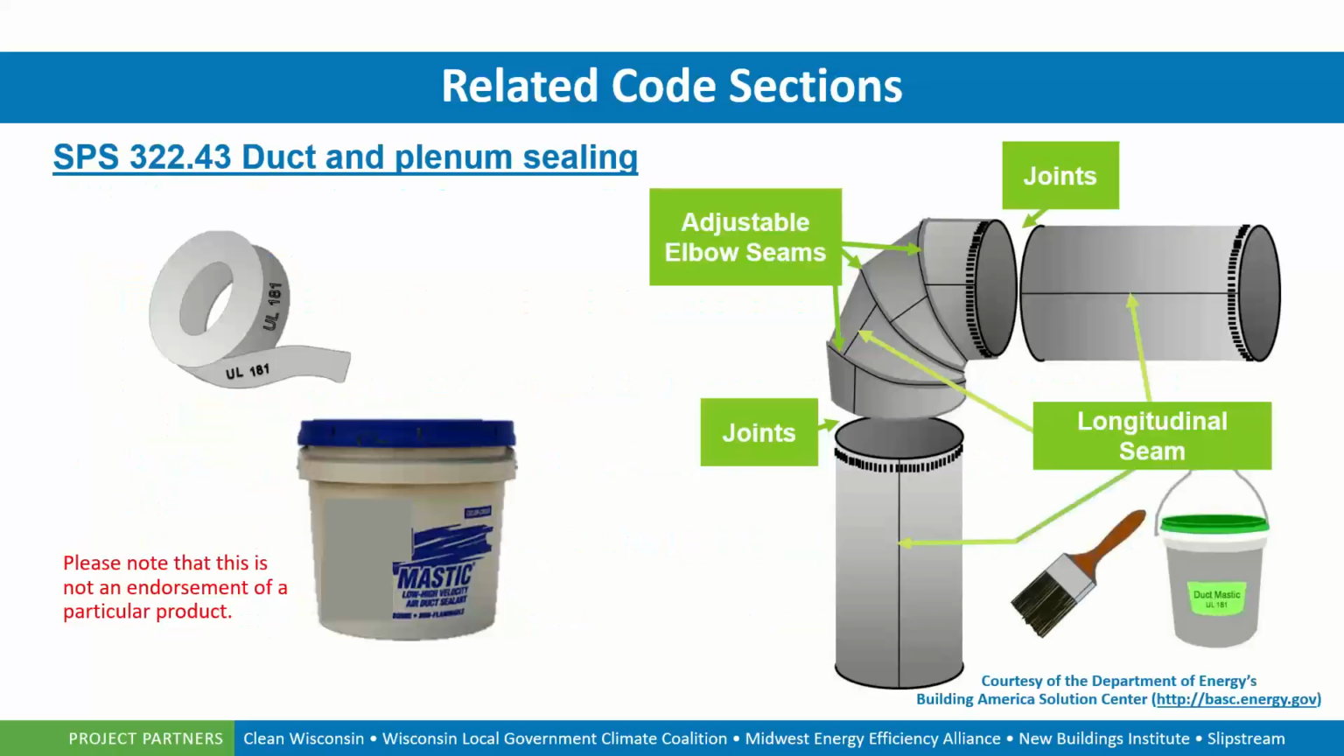When we look at substance, as long as the tape is marked UL 181 or we have a mastic of some sort, you can see all the seams on the right-hand side of this graphic, the longitudinal seams, all the seams at adjustable elbows. Every joint should be covered or sealed with a mastic or a tape material.